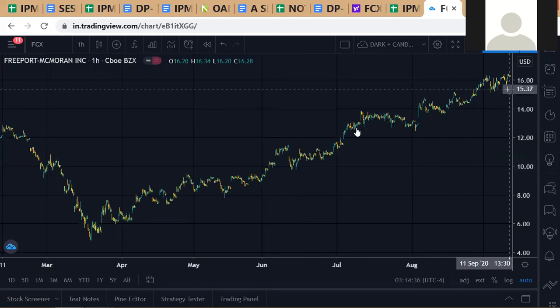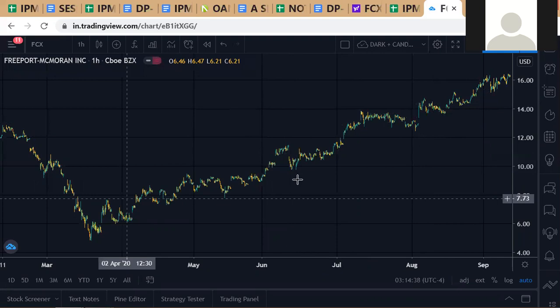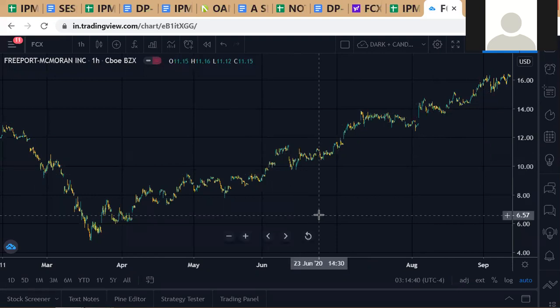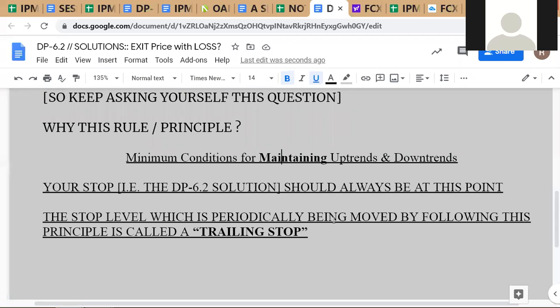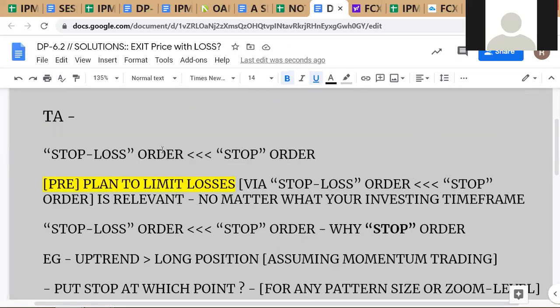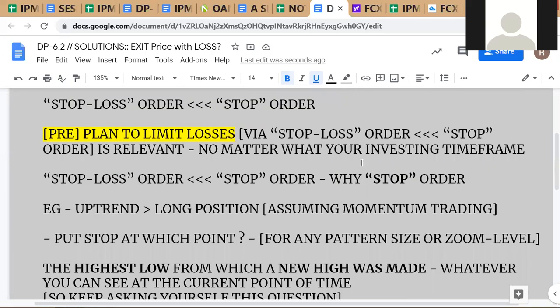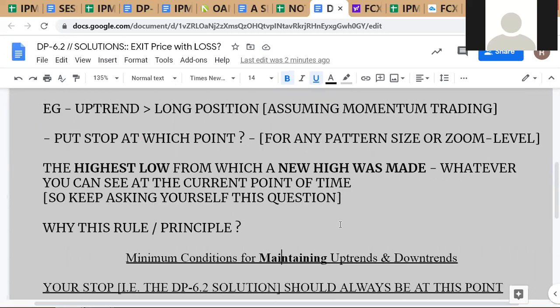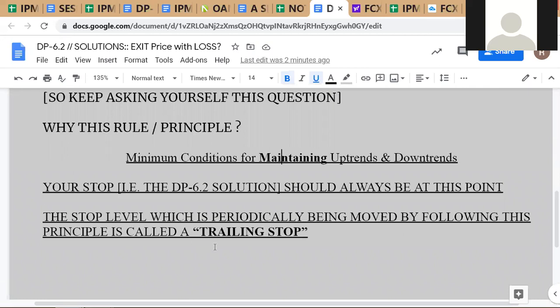So now you see why we say stop, not stop loss, okay? That's an important point. We learned a few things. We revised a lot of these principles, clarified some confusions. We understood why the technical term is stop, not stop loss, and we understood this new term called trailing stop.